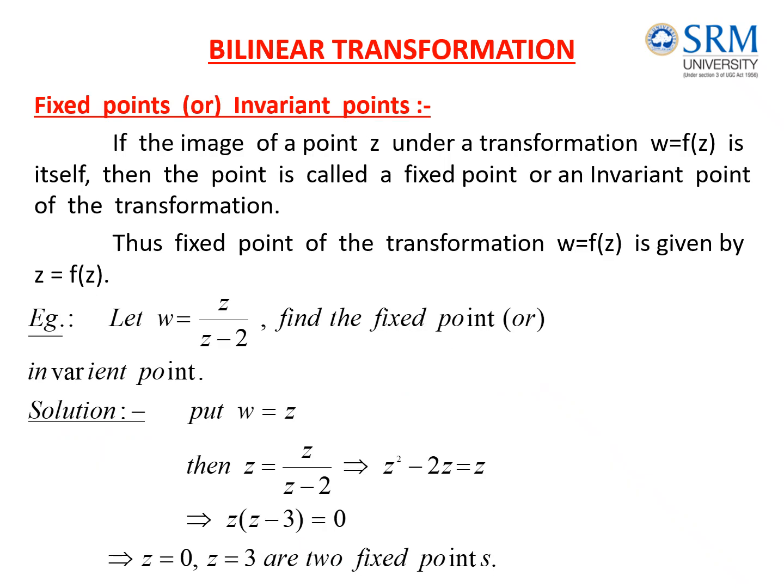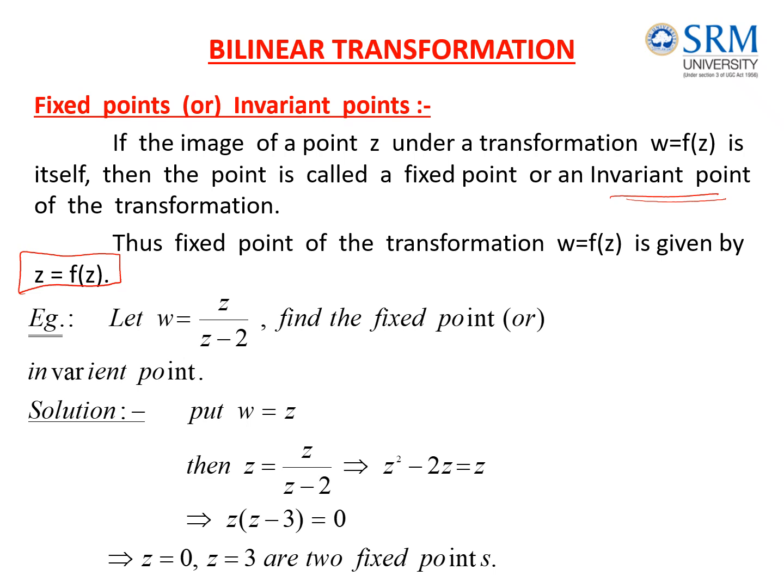Next, we are going to see fixed points or invariant points. A point is said to be a fixed point or invariant point if the image of the point is itself under a transformation. So if the image of a point z under the transformation w equal to f of z is itself, then the point is called a fixed point or invariant point of the transformation. Thus, the fixed point is given by z equal to f of z.